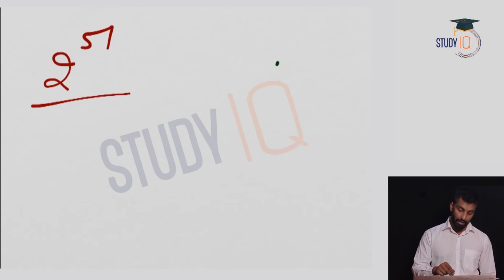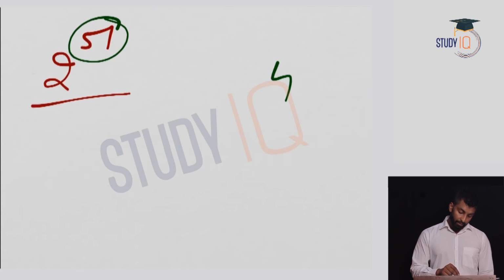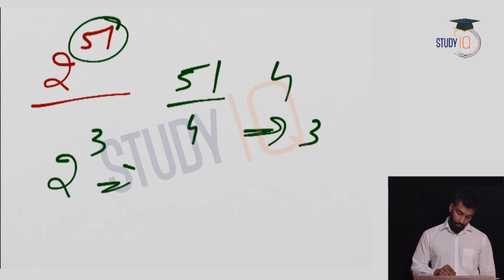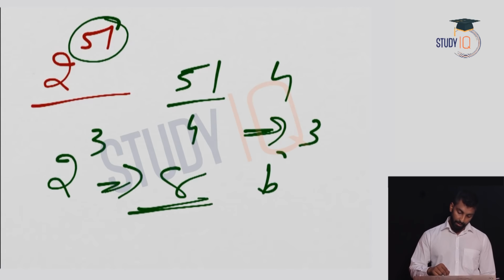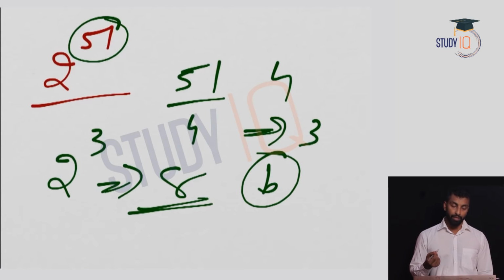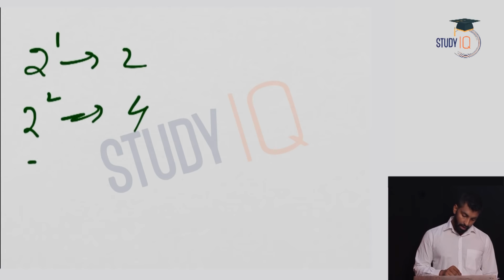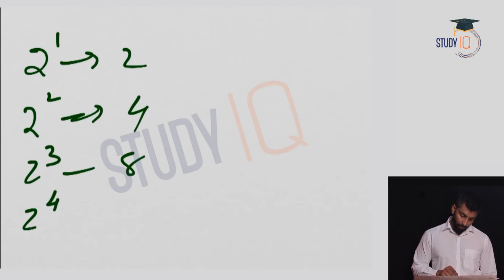Frequency of 2, it is 4, right? So you just take out the power, 51 divided by 4, see what is the remainder, 3, you will write it as 2 cube, which is equal to 8, and you will mark answer as B, right? What we did, we used power cycle, right? And what is the power cycle of 2? 2 raised to 1 is 2, 2 square is 4, 2 cube is 8, 2 raised to 4 is 16, right? So these are the possibilities.